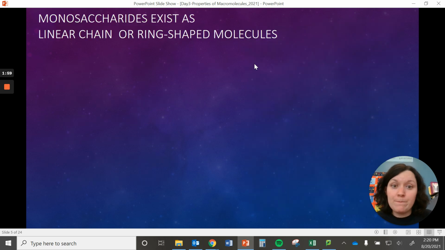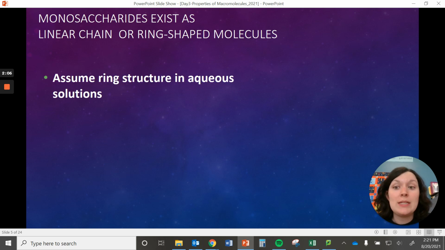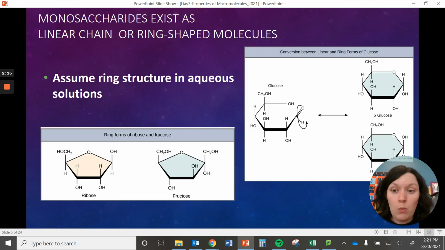that is a carbohydrate. Okay, so another feature about our monosaccharides is they can be either linear, like on our previous slide, or they can be ring-shaped. And they're going to be ring-shaped most of the time in aqueous solutions, which will most of the time be our cells, because we're made of mostly water.